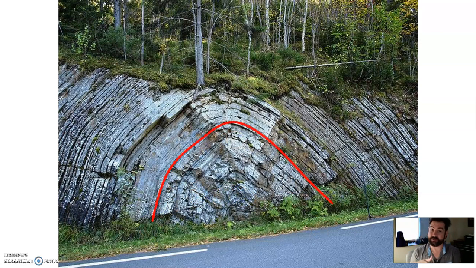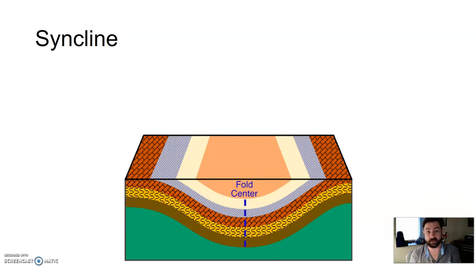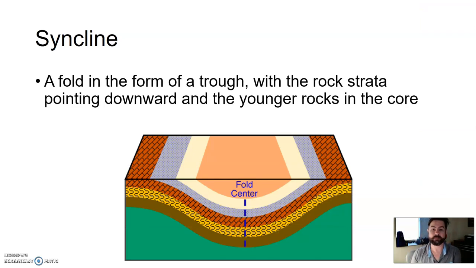The opposite of an anticline is a syncline, folded down and then back up, forming a trough. That's what you would see from the side. On the surface, if it was eroded down, you would see younger rocks in the middle and older rocks as they get further and further away from the center fold.